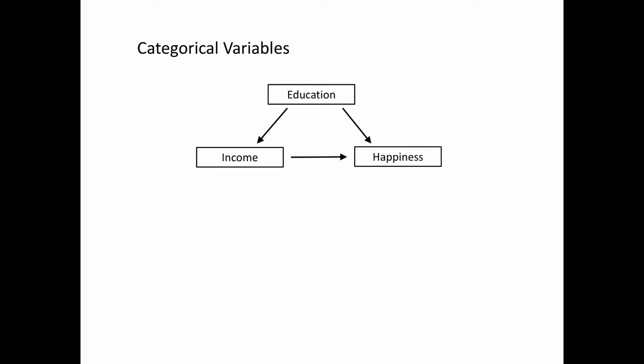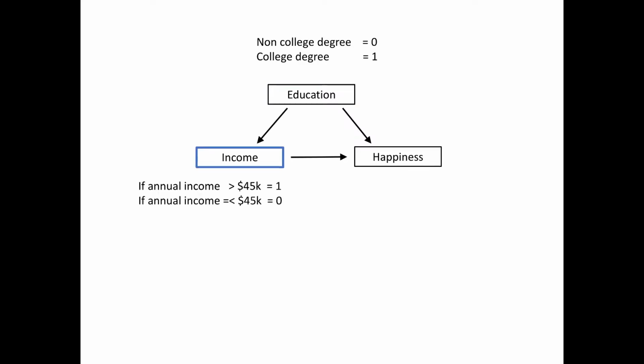For example, consider first the variable education. Assume that education has two categories. If the person does not have a college degree, we set the variable to 0. And if the person has a college degree, we set the variable to 1. Now consider the variable income as having two categories. If the person has an annual income above $45,000, we set the variable to 1. If not, set the variable to 0.